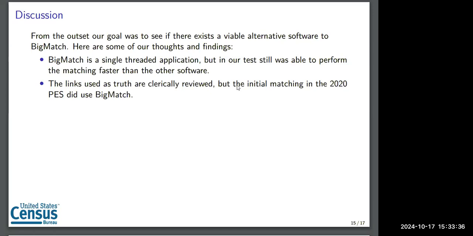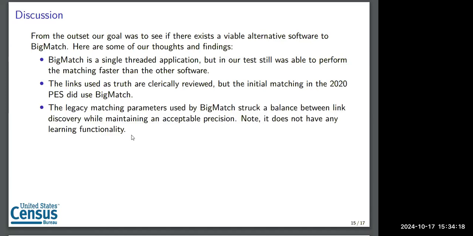The links that we used as truth were clerically reviewed. And this is the other caveat towards BigMatch's performance: the initial round of matching for the 2020 Post-Enumeration Survey did use BigMatch. However, BigMatch was a part of a broader suite of record linkage software. It then went through a clerical review, then a follow-up operation, then another clerical review. So the labeled true pairs are by no means constructed only by BigMatch, but BigMatch did play an initial factor in determining the initial round of duplicates.